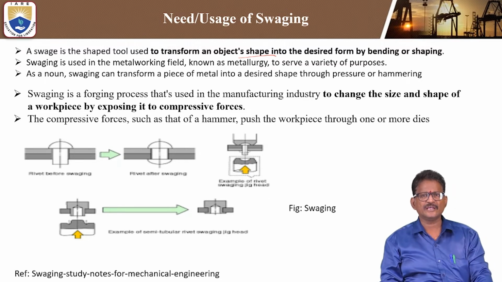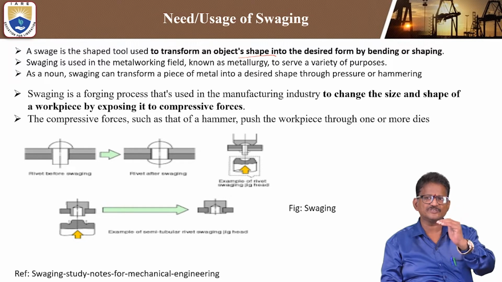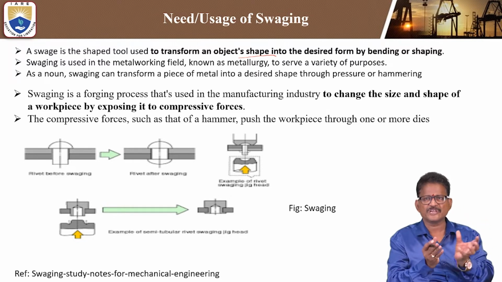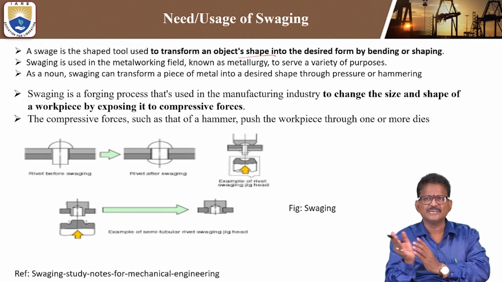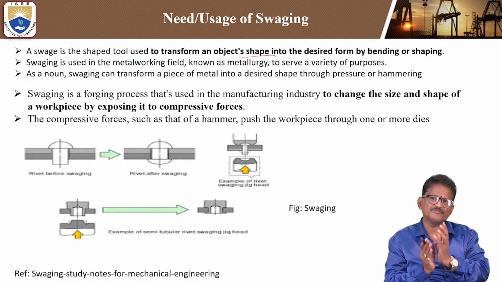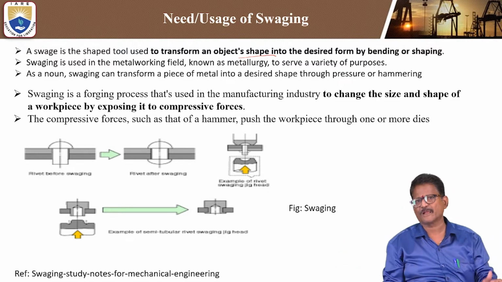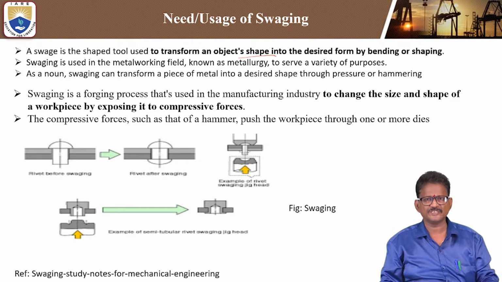And another thing, as a noun, swaging can transform a piece of metal to a desired shape through the pressure of hammering. So whatever the metal piece is, how can we have our required form of the shape by applying pressure or hammering? So this is the main usage of the swaging process.